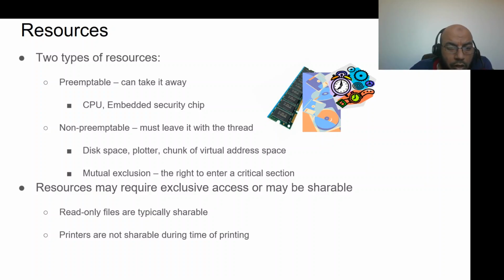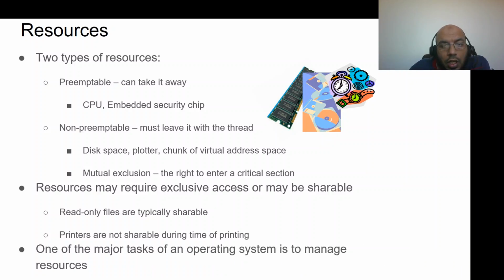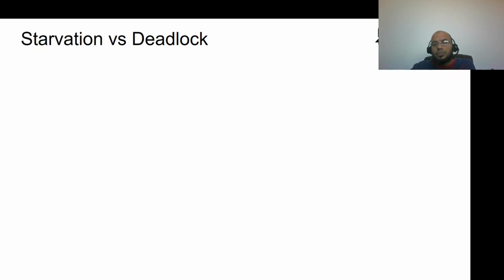You may require exclusive access, or a resource may be shareable. Read-only files using read-write locks are typically shareable. Printers are not shareable during the time of printing, so you cannot send two printing commands at the same time. They will be ordered. The printer will enforce ordering on the printing commands, because otherwise the printer will just print garbled data. And as we said, one of the major tasks of an operating system is to manage resources, so it's going to use all the locking mechanisms we have been talking about to fix that.